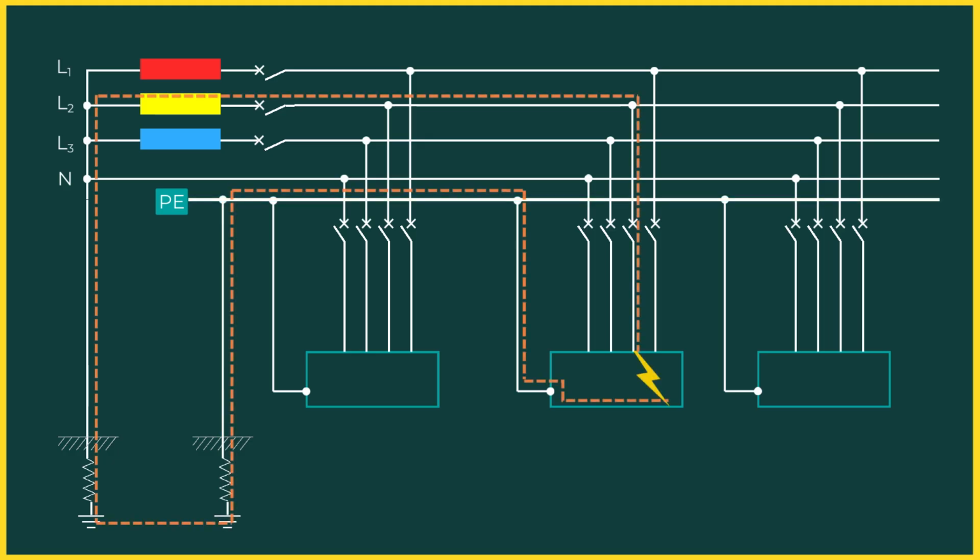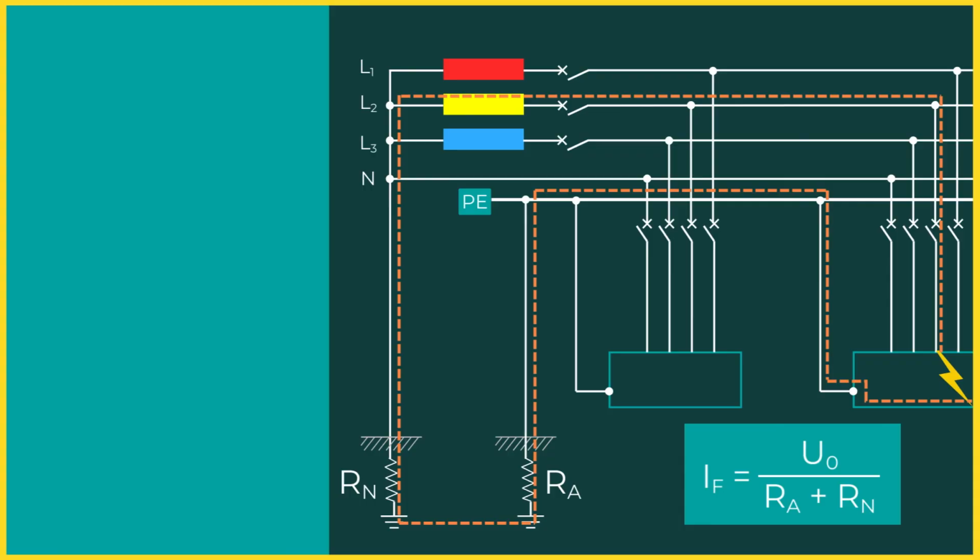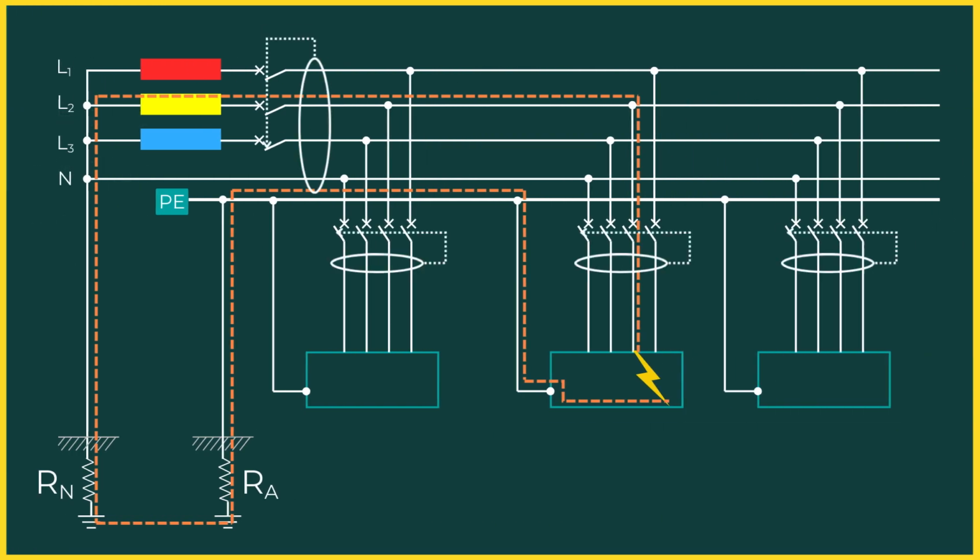When an earth fault occurs, the earth fault loop impedance is dominated by the resistance of the system earth electrode and the protection earth electrode. This impedance is relatively high. Therefore, the magnitude of the earth fault current is usually low. Because the fault current is low, normal overcurrent protective devices, such as fuses, MCBs, or standard circuit breakers, may not disconnect the earth fault within the time prescribed by the standard. That is why, in TT systems, residual current devices, or RCDs, are the primary means of protection against indirect contact.